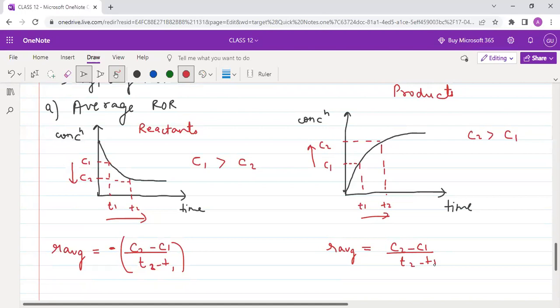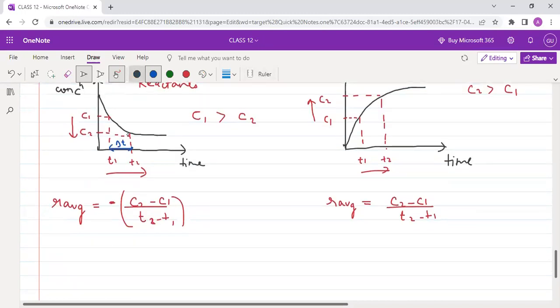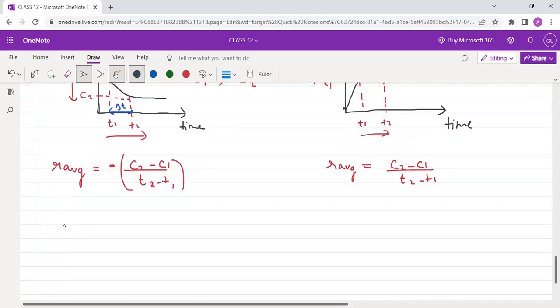So that means average rate of reaction is the change in concentration of reactant or product in a fixed interval of time. You can see that we are talking about a fixed interval of time, which is written as delta t. Now the next one is instantaneous rate of reaction. As the name suggests, it is the rate of reaction at a particular instant of time, at a particular moment of time.